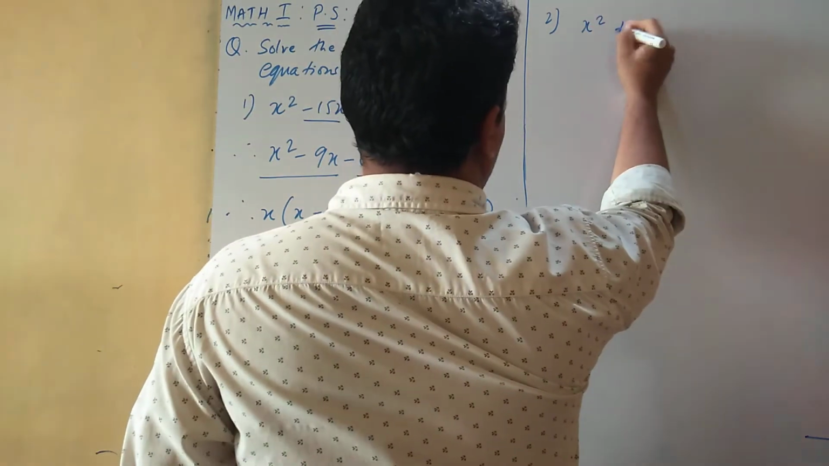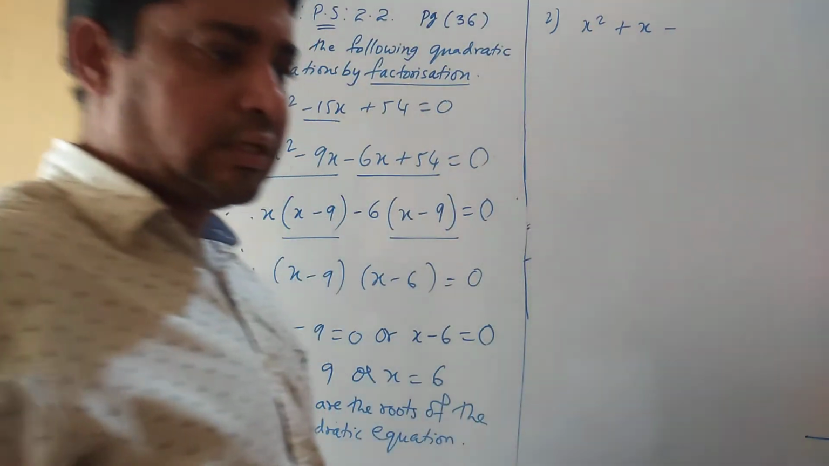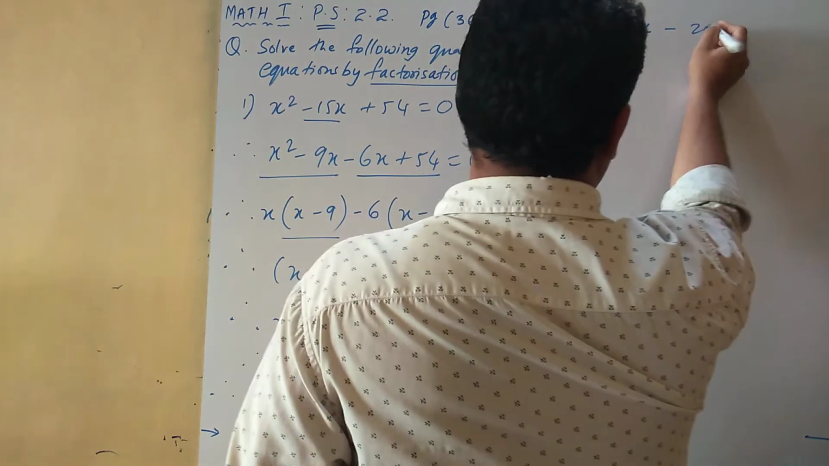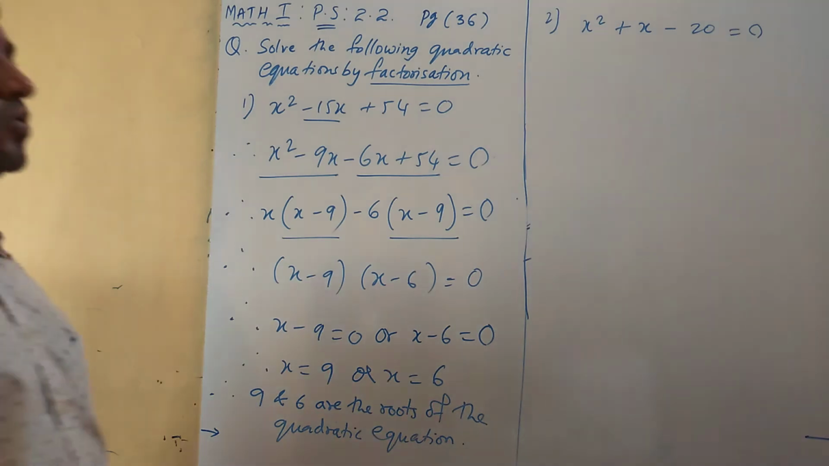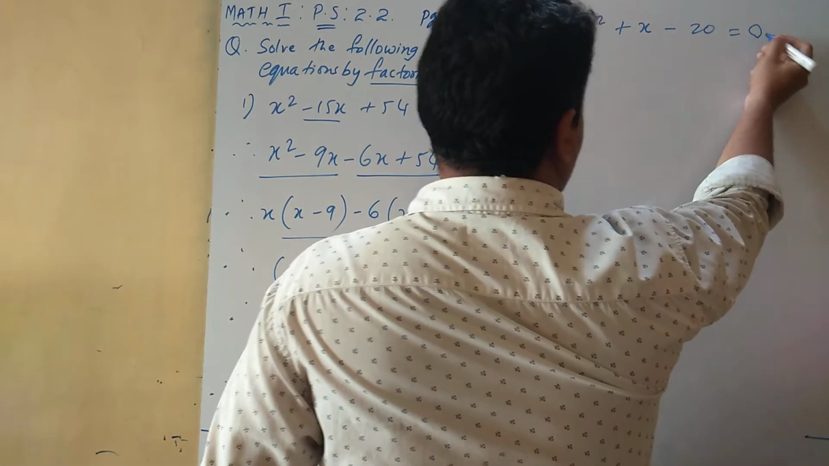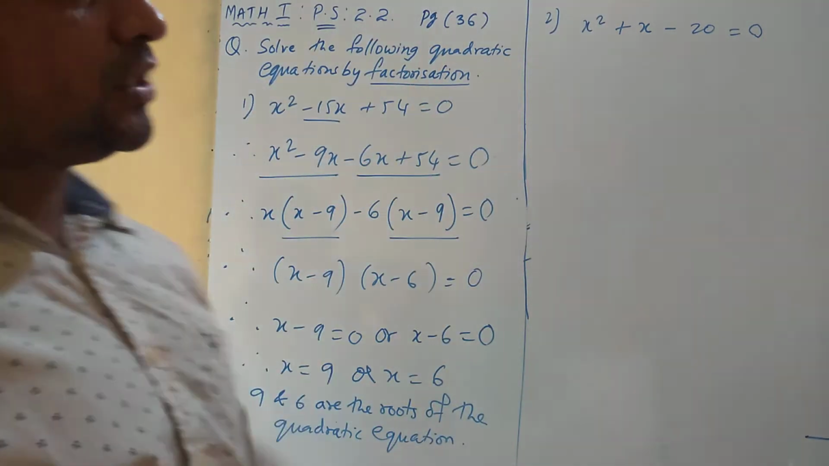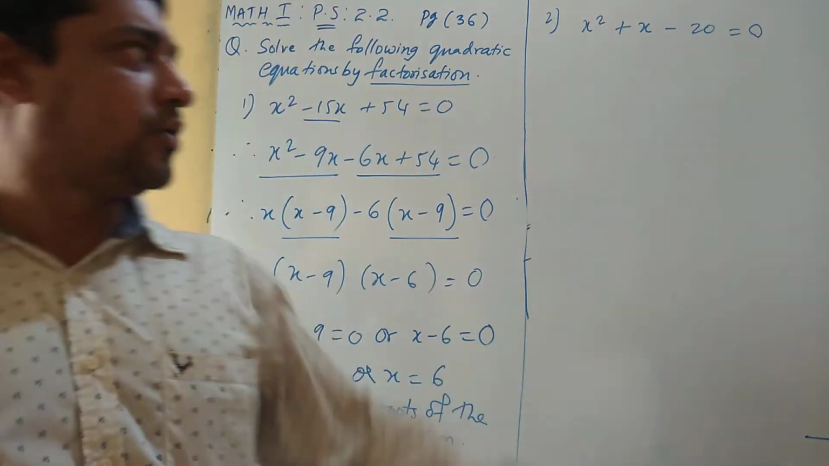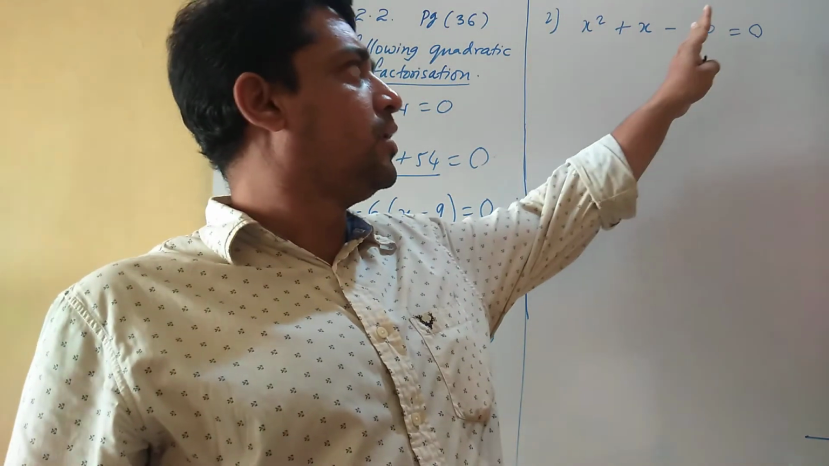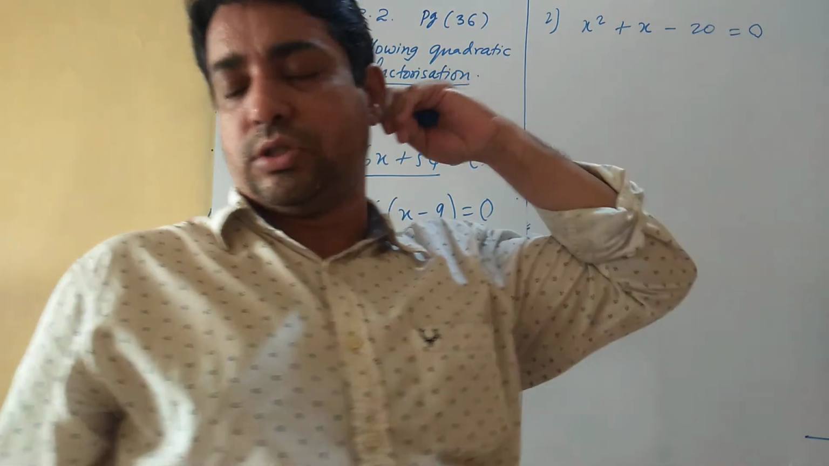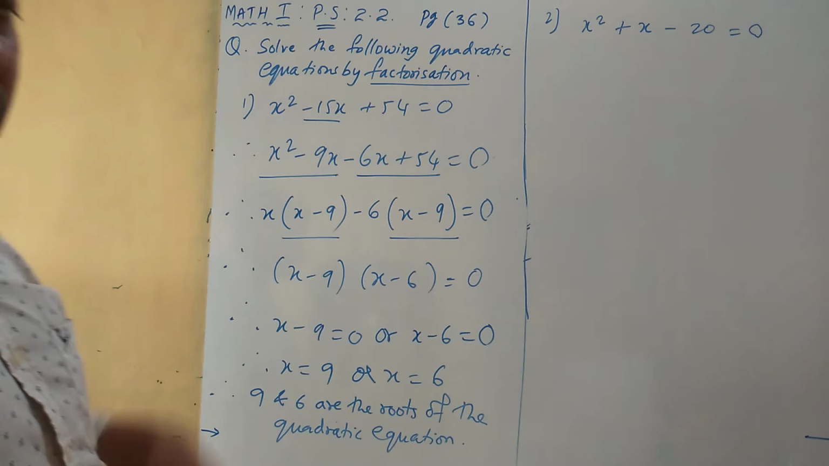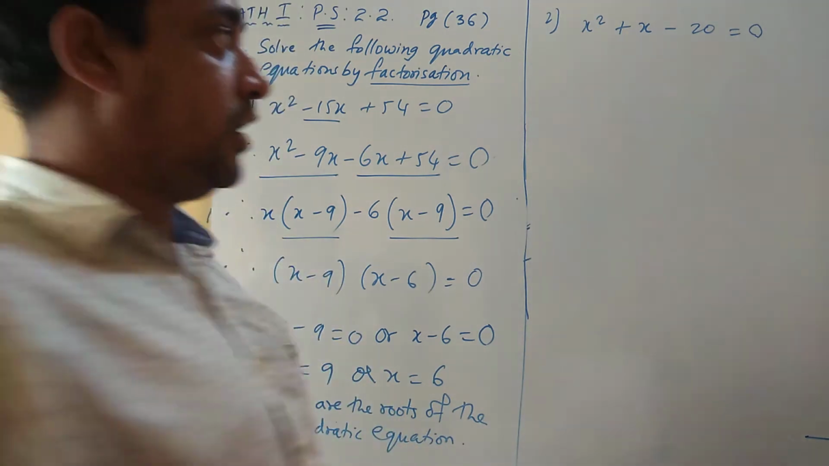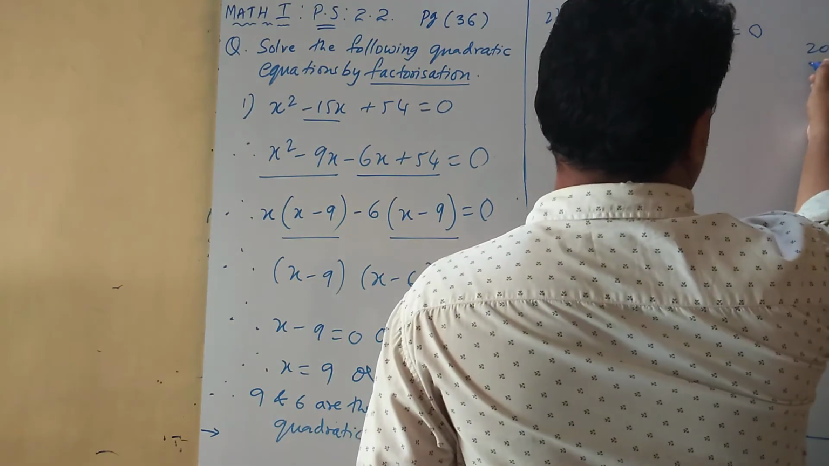x square plus x minus 20 is equal to 0. Okay? So this is your quadratic equation. Check whether it is in standard form. Yes, it's in standard form. First the square term, then the variable term, and then the constant. Now again you'll have to split. Again you'll get multiple pairs. Okay, let's do it quickly.